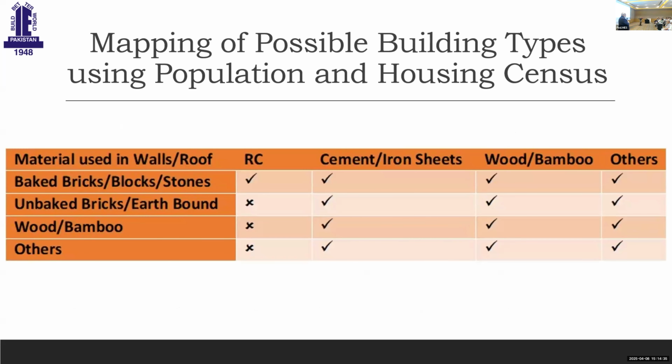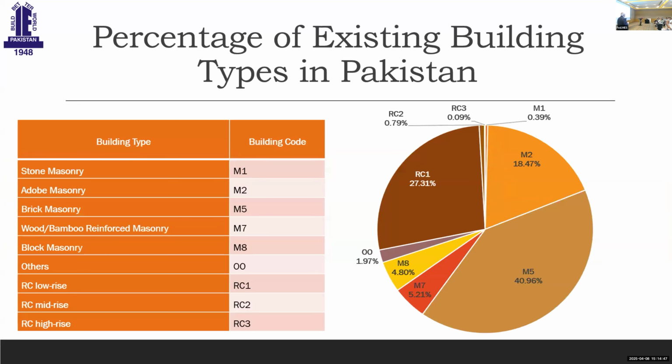And this is what we did. We looked at the possible combinations and permutations. A reinforced concrete roof cannot be supported on brick masonry or on adobe walls, things like that. Based on that, we came up with the strategy that there are actually 7 types of buildings in Pakistan in general: stone masonry, adobe, brick masonry, wood and timber, block masonry, and other masonry, which are like shanty lands, small dwellings. And for reinforced concrete, we have divided this category into 3 categories: low rise, medium rise, and high rise.